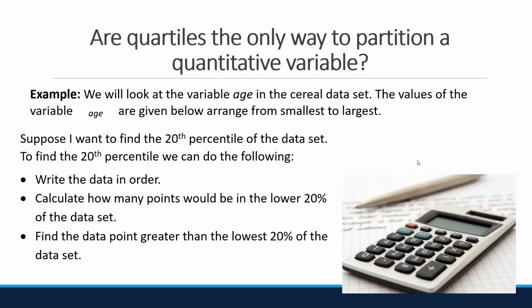Example: we will look at the variable age from the ICU dataset. The values of the variable age are given in the video script arranged from smallest to largest. Suppose I want to find the 20th percentile of the dataset. In other words, I need to find the data point which is greater than 20% of the data. To find the 20th percentile, we can do the following. Write the data in order, calculate how many points would be lower than 20% of the dataset, and find the data point greater than the lowest 20% of the dataset.